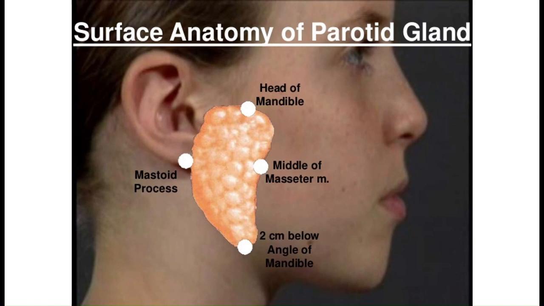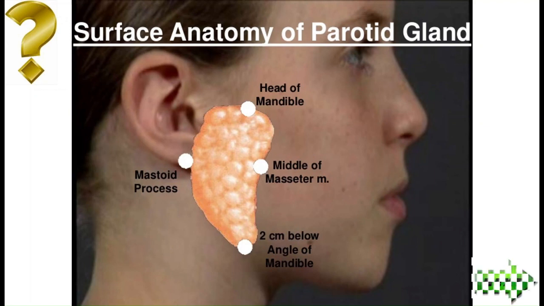This is a slide showing you a summary of 4 major relations of the parotid gland. It is superiorly the head of the mandible, posteriorly the mastoid process, anteriorly the middle of the masseter muscle, but the problem is in the inferior relation, which is 2 centimeters below the angle of the mandible. This area, the 2 centimeters below the angle of the mandible, you can find the lower pole of the parotid, you can find the submandibular salivary gland, and you can find lymph nodes as well.